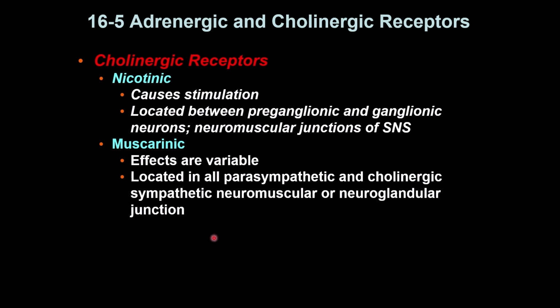The cholinergic receptor is shared by the sympathetic and parasympathetic systems. It is mainly part of the parasympathetic system, but some areas of the sympathetic system also have cholinergic receptors. The cholinergic receptors are divided into two: one is nicotinic, the other is muscarinic. The nicotinic ones are usually excitatory, and they are located between the preganglionic and ganglionic neurons.